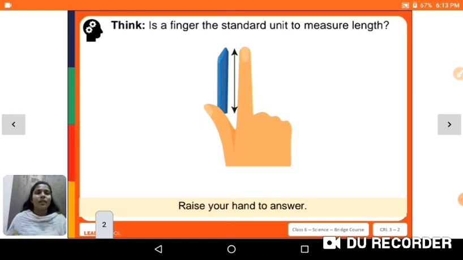So now, is a finger the standard unit to measure length?